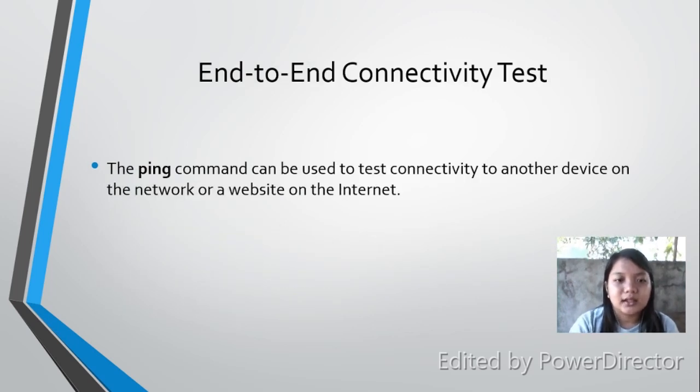End-to-end connectivity test. The ping command can be used to test connectivity to another device on the network or a website on the internet. So to test whether two devices have a connection and connectivity, you will ping the IP address of the device that you want to test the connectivity.